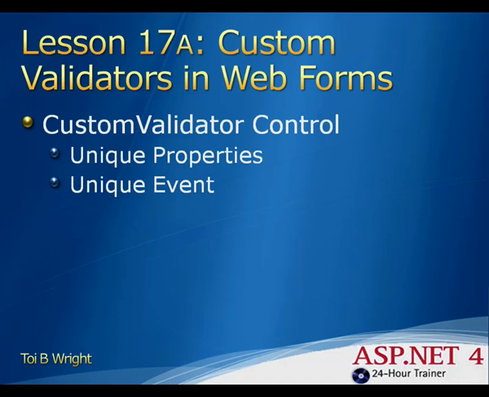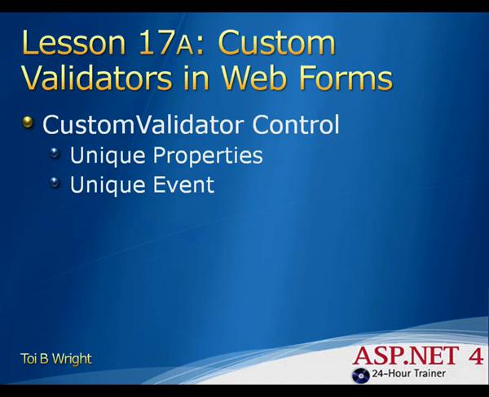The Custom Validator control uses all the same properties as the standard validation controls, plus two very unique properties. These are the unique properties of the custom validator: the client validation function. This is the name of the client-side script used to perform validation on the client. This property is not required. The other unique property of the custom validator is the validate empty text property. This Boolean property is used to trigger validation when the value of the input field specified by the control to validate property is empty. The default value is false.